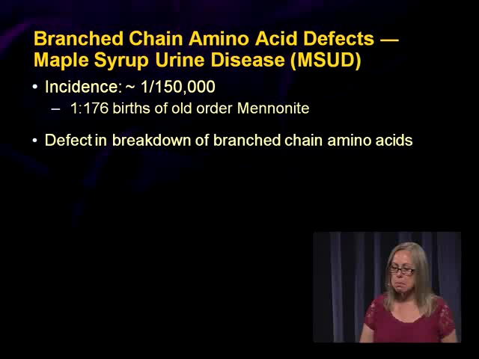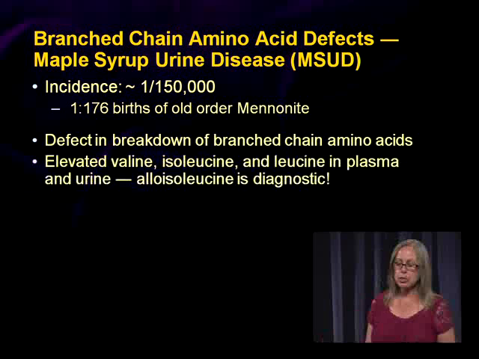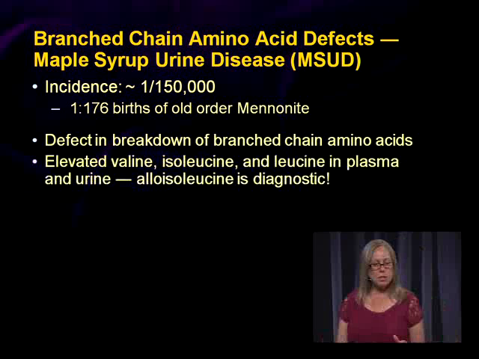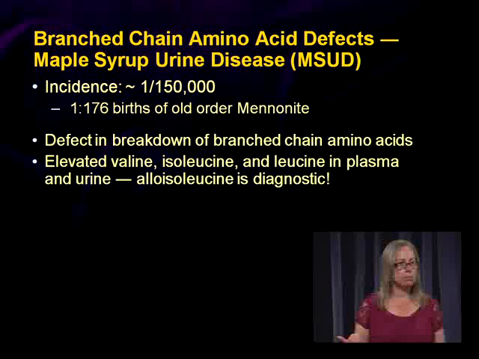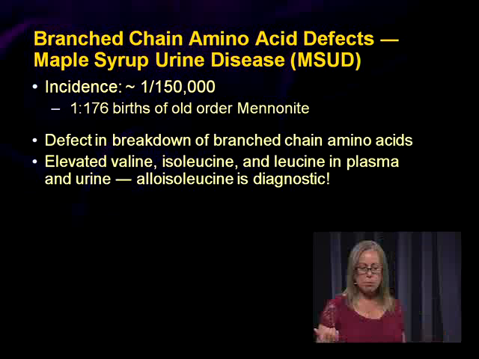It's a defect in breakdown of branched chain amino acids, which are valine, isoleucine, and leucine. So all three of those will be up. The pathognomonic compound here is allo-isoleucine, and you'll see that in the plasma and in the urine.